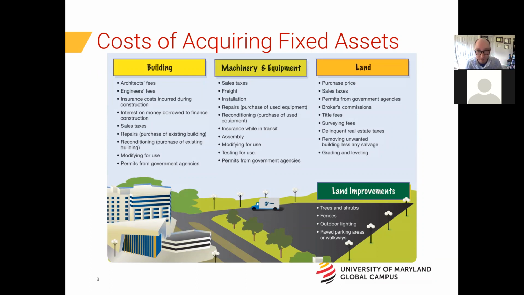For equipment and machinery, costs associated with the acquisition of machinery include things like sales tax, freight, installation, repairs, reconditioning, insurance, assembly, modifying for use, testing for use, and permits from government agencies. All of these costs are associated with the acquisition and maintenance of machinery.